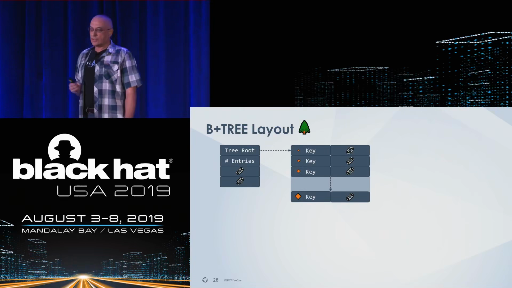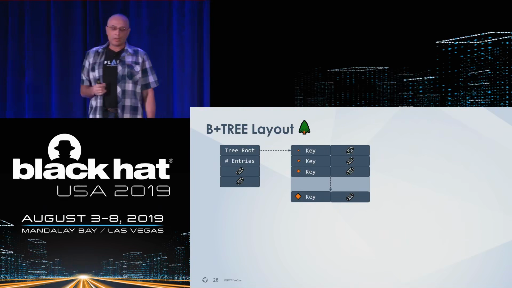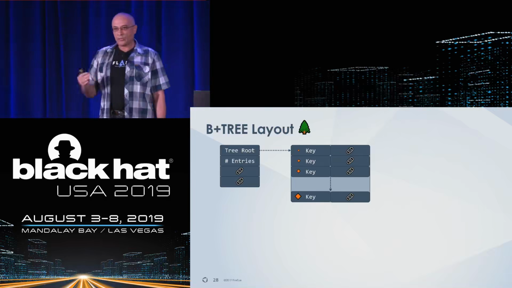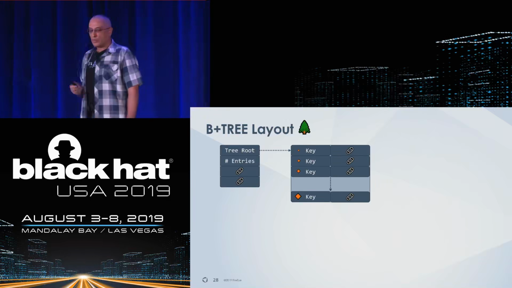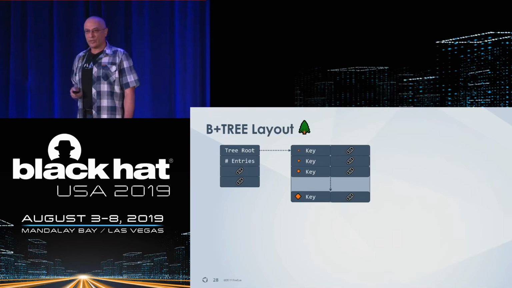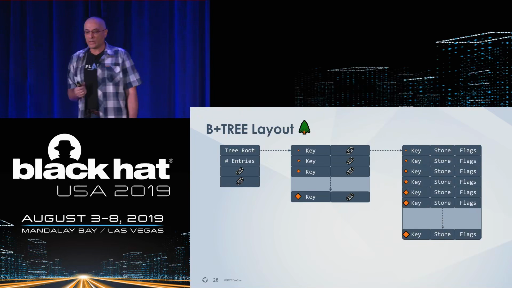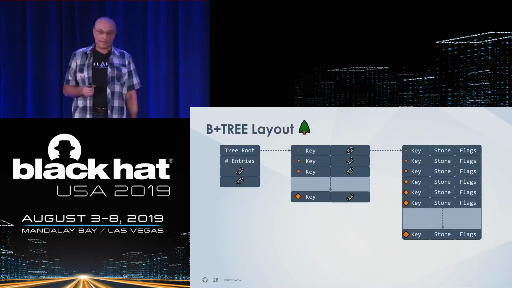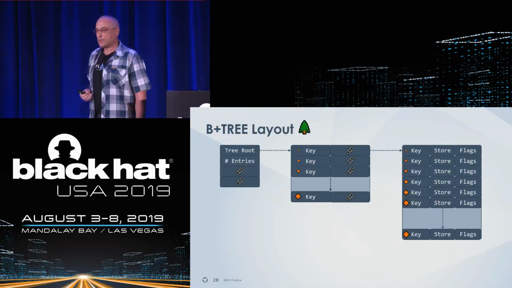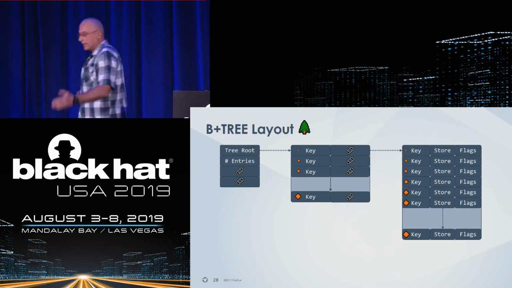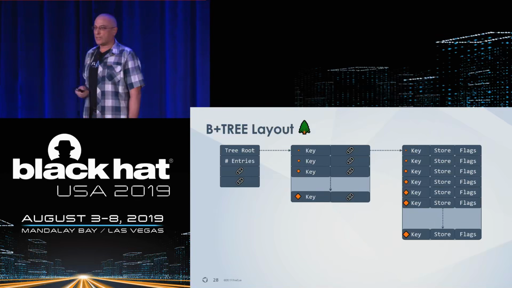Inside the node, you will see ranges of keys in increasing order. So our goal here is to find which of those ranges contains our key. When we find that, we will dereference the associated pointer, and when we keep doing that, eventually we will end up inside a leaf node. The leaf node will have all the keys associated with the metadata. In our case here on the slide, the key is associated with a store index and some flags.